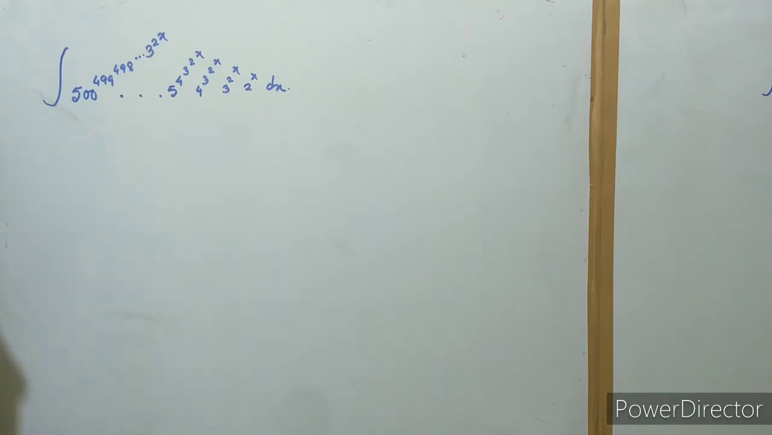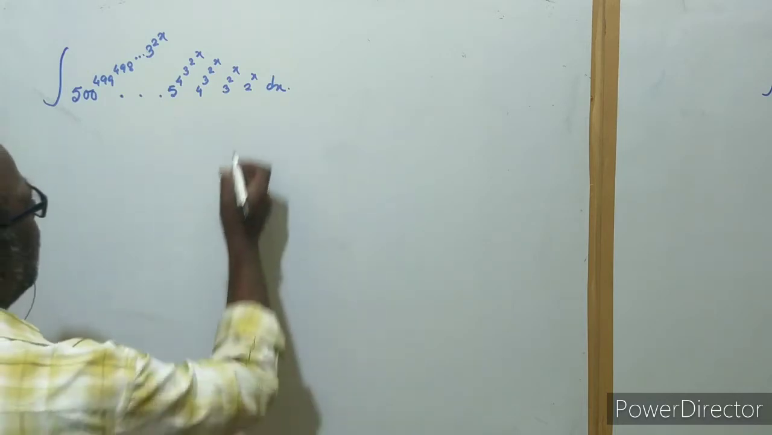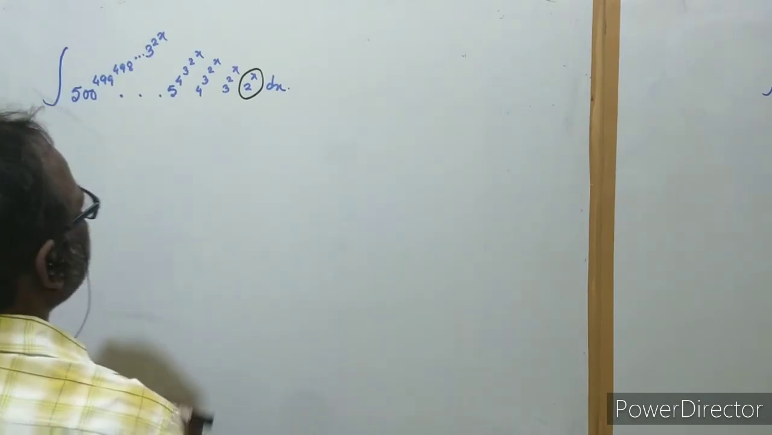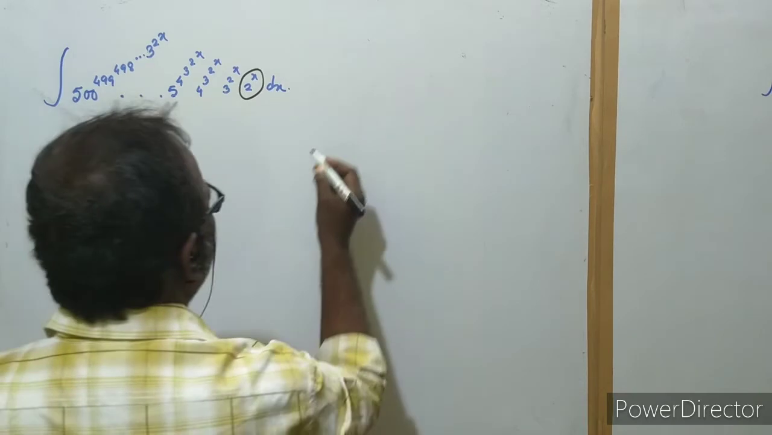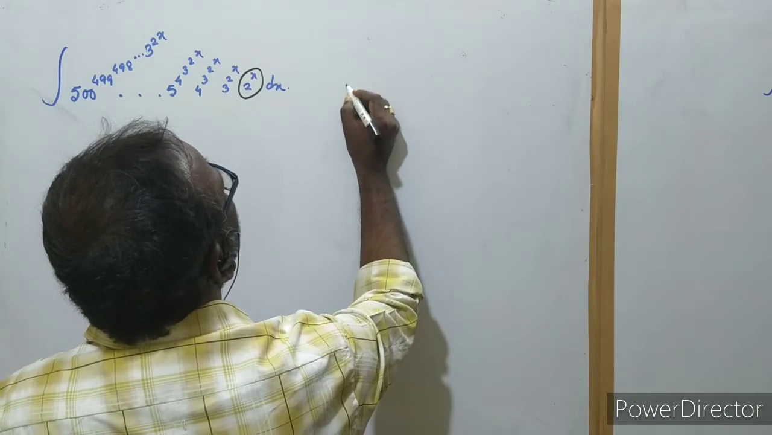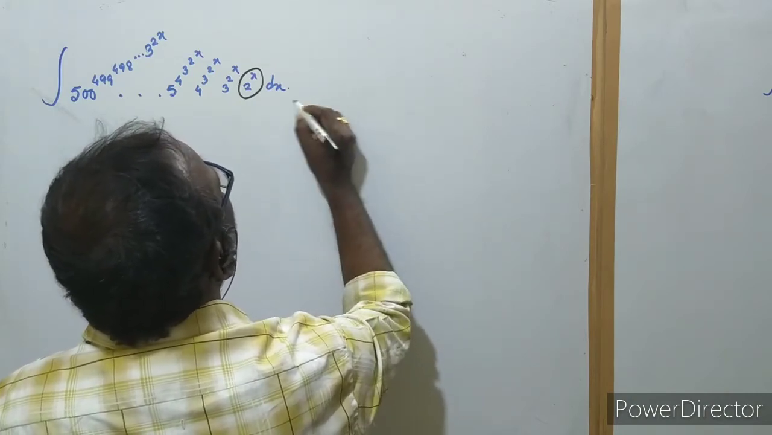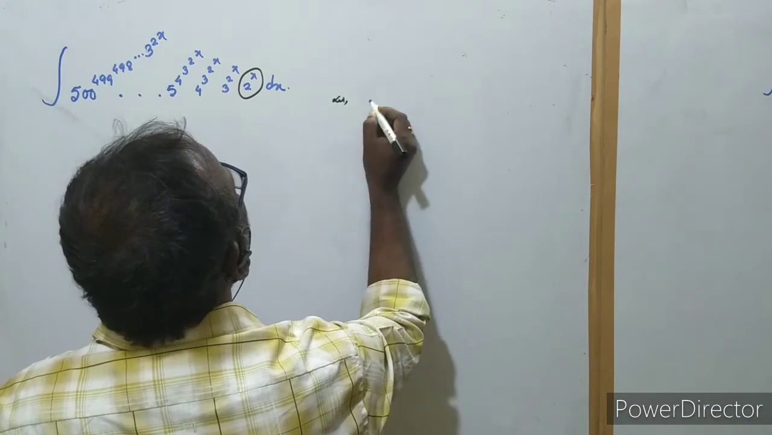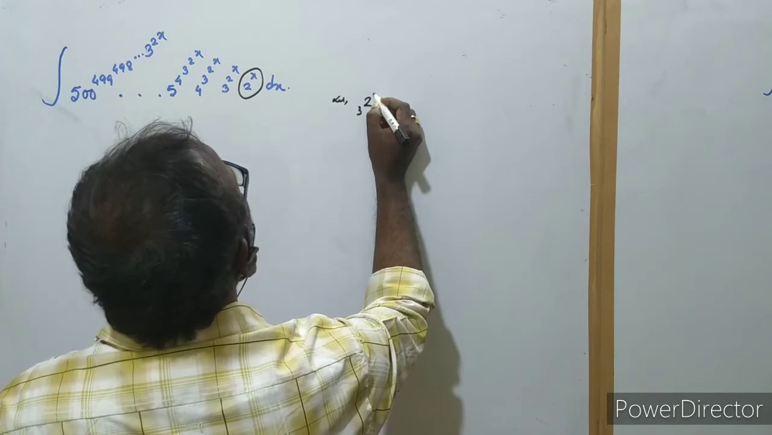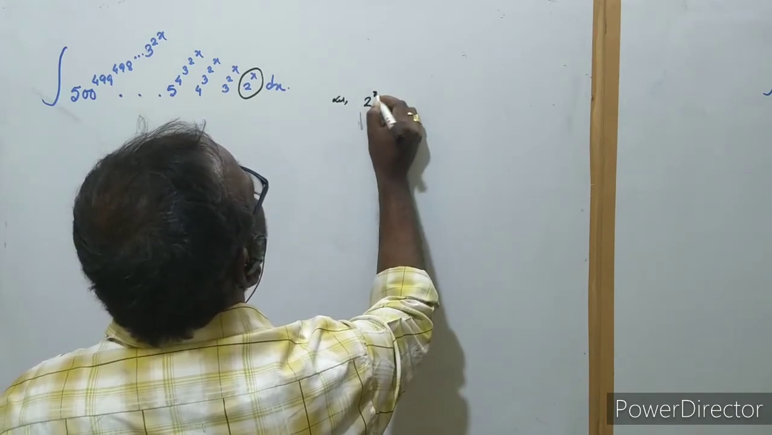This is an easy question, but it looks like a triangular pattern. So how can we do it? First, see here, this is 2 to the power x. Follow these 2-3 steps right here. Let us assume 2 to the power x as y.